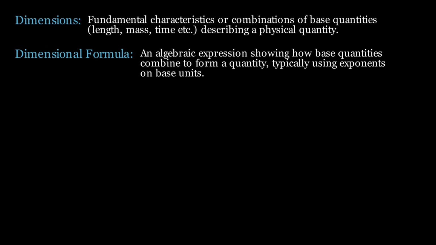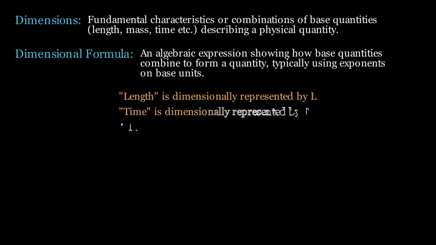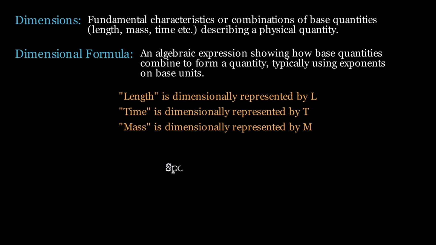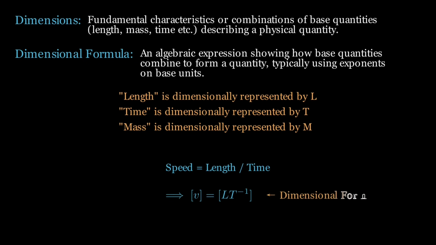For instance, length can be depicted dimensionally by L, time by T, and mass by the letter M. So for the sake of an example, if you think of speed, it equals distance divided by time. Translate that statement into dimensions and you get LT^-1, which is a syntactic shorthand that must hold in any valid speed formula.